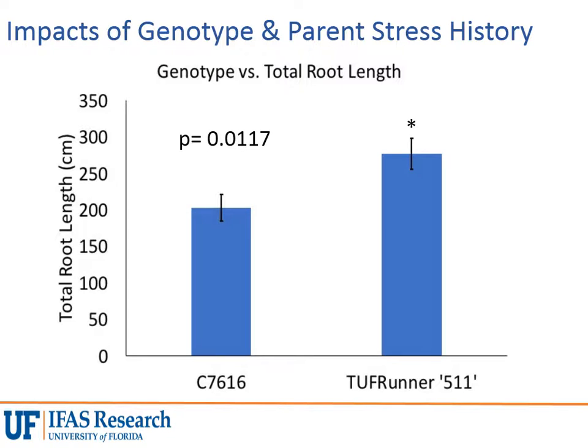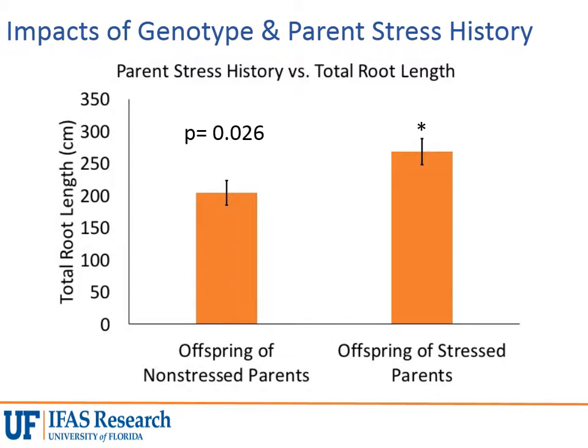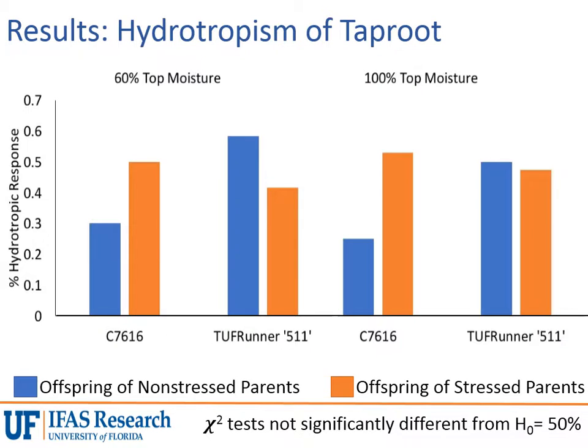So what did we find? Overall, we confirmed what we had seen in our previous studies. We had a significant impact of both genotype and parent stress history on our total root length in the entire tube. So we saw that one of our genotypes had more total root length overall, and that the offspring of the stressed parents had an increased total root length compared to the offspring of the non-stressed parents, just in that total root length of all 3 chambers.